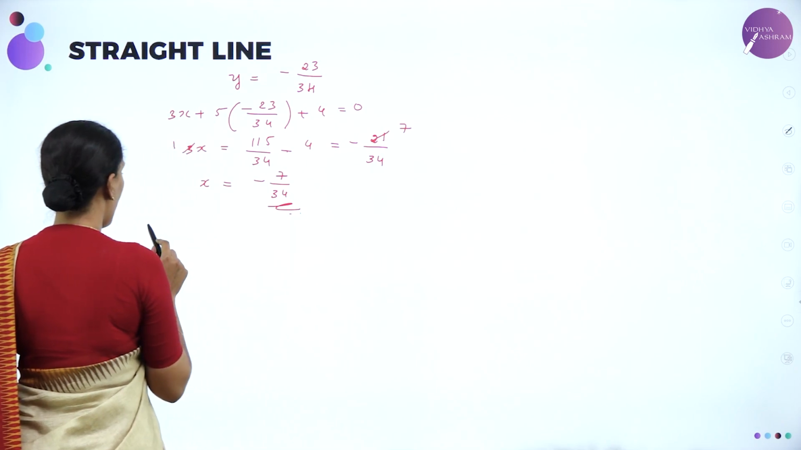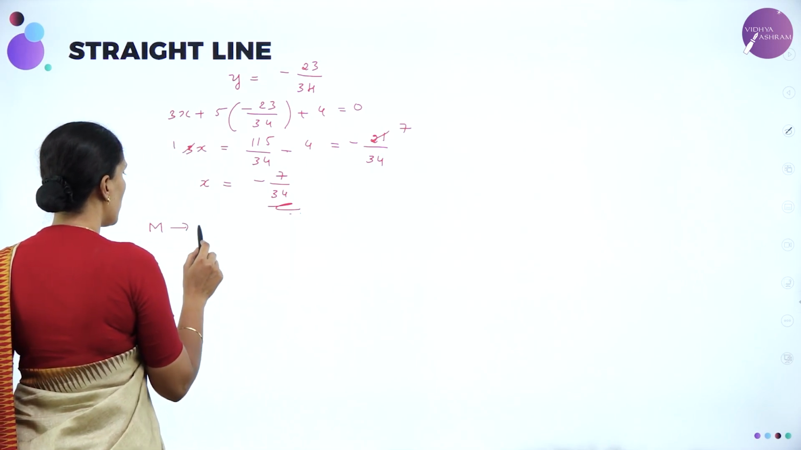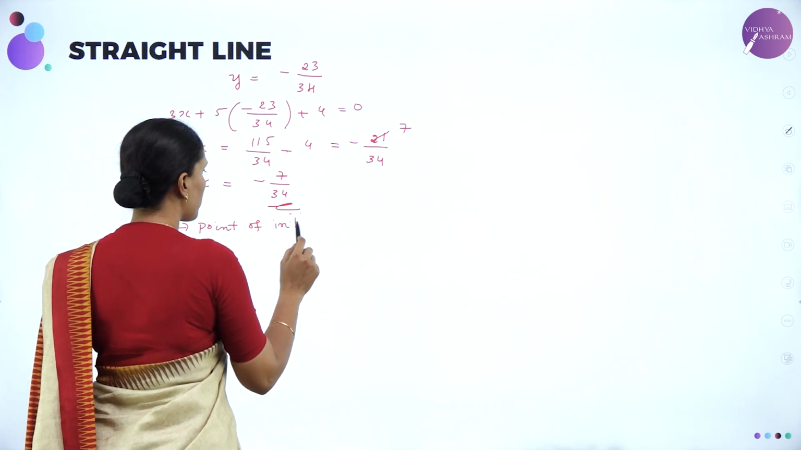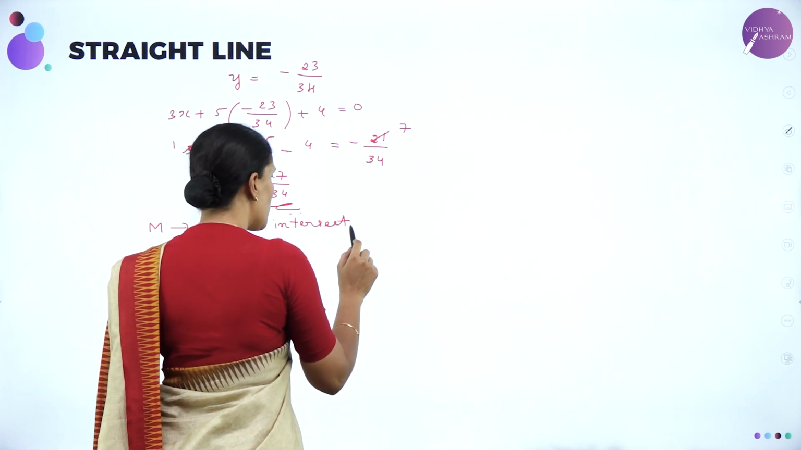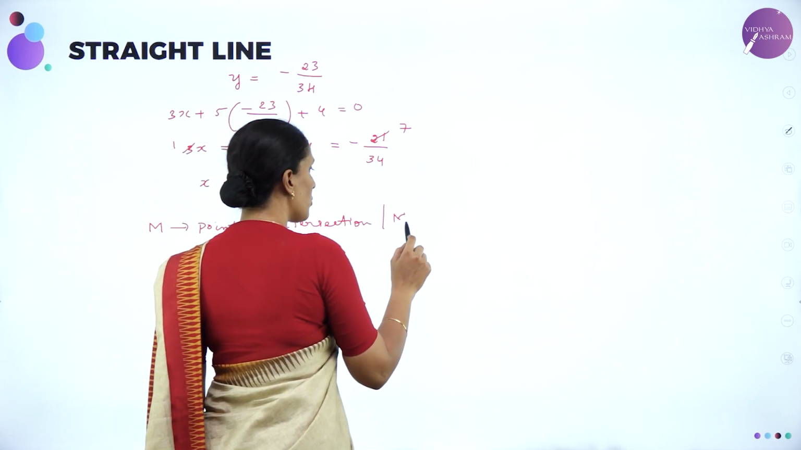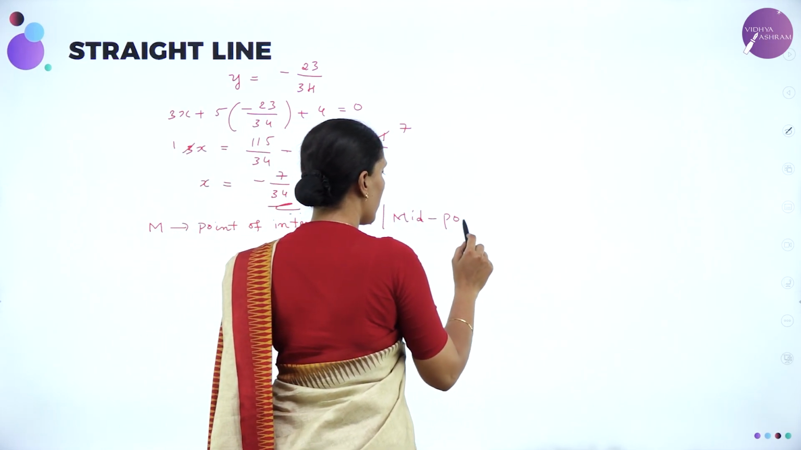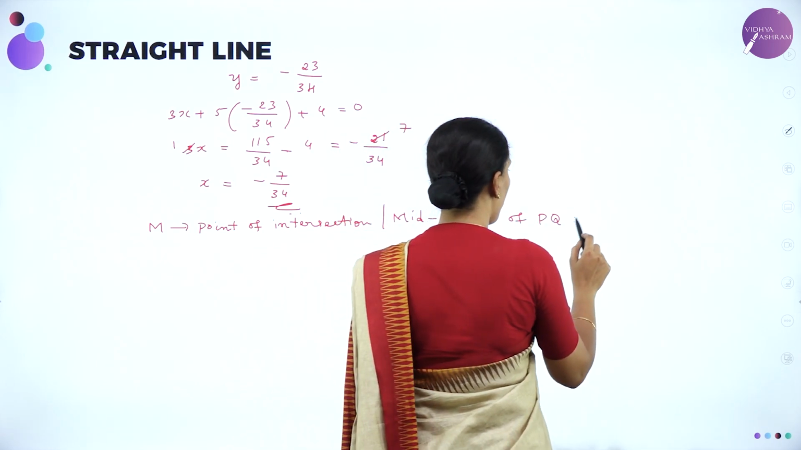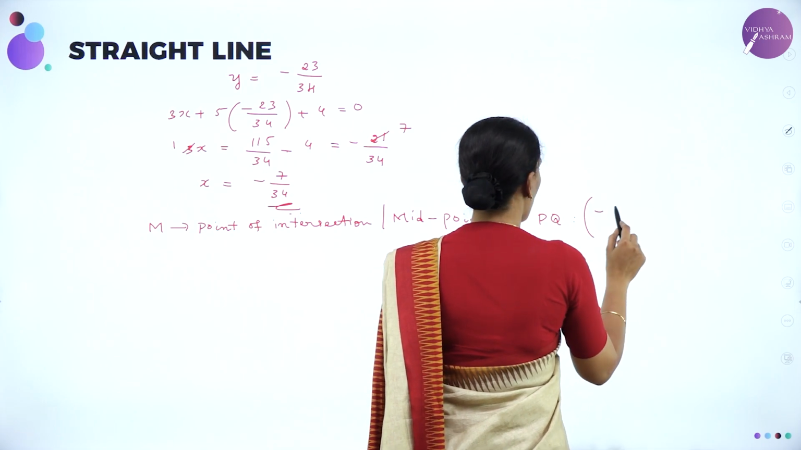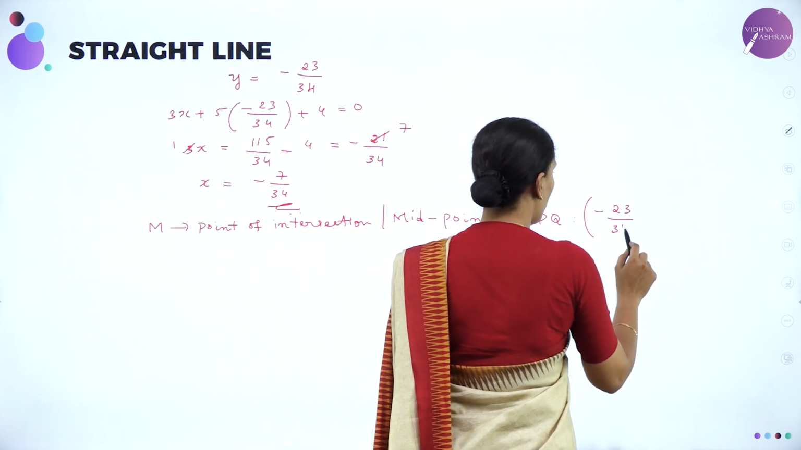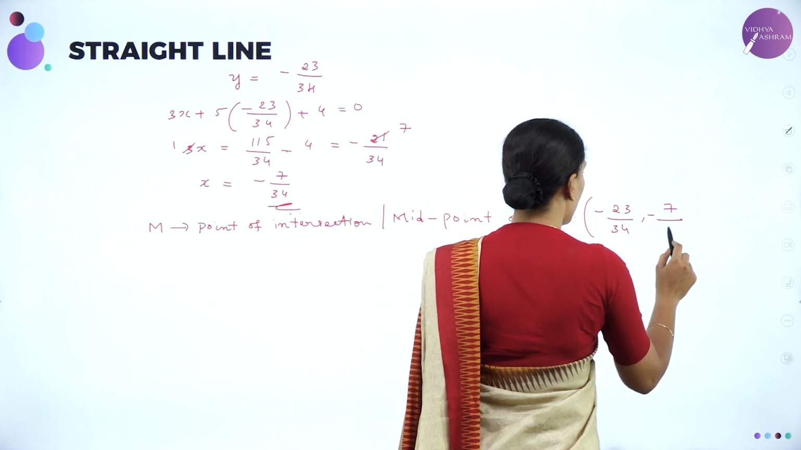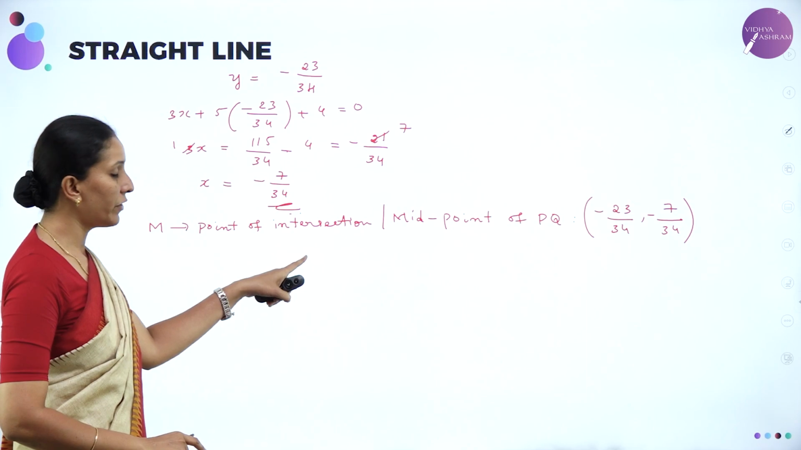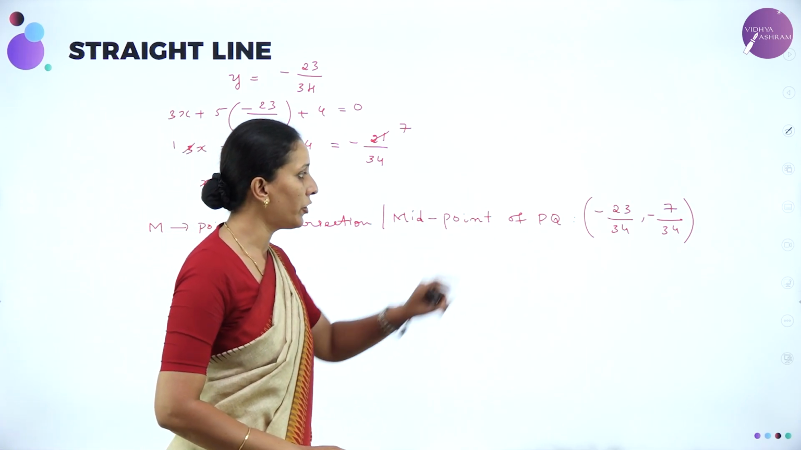So this is M, which is the point of intersection, also the midpoint of PQ. That is minus 7 by 34, comma minus 23 by 34. So the point M is the point of intersection of the two lines as well as the midpoint of PQ.